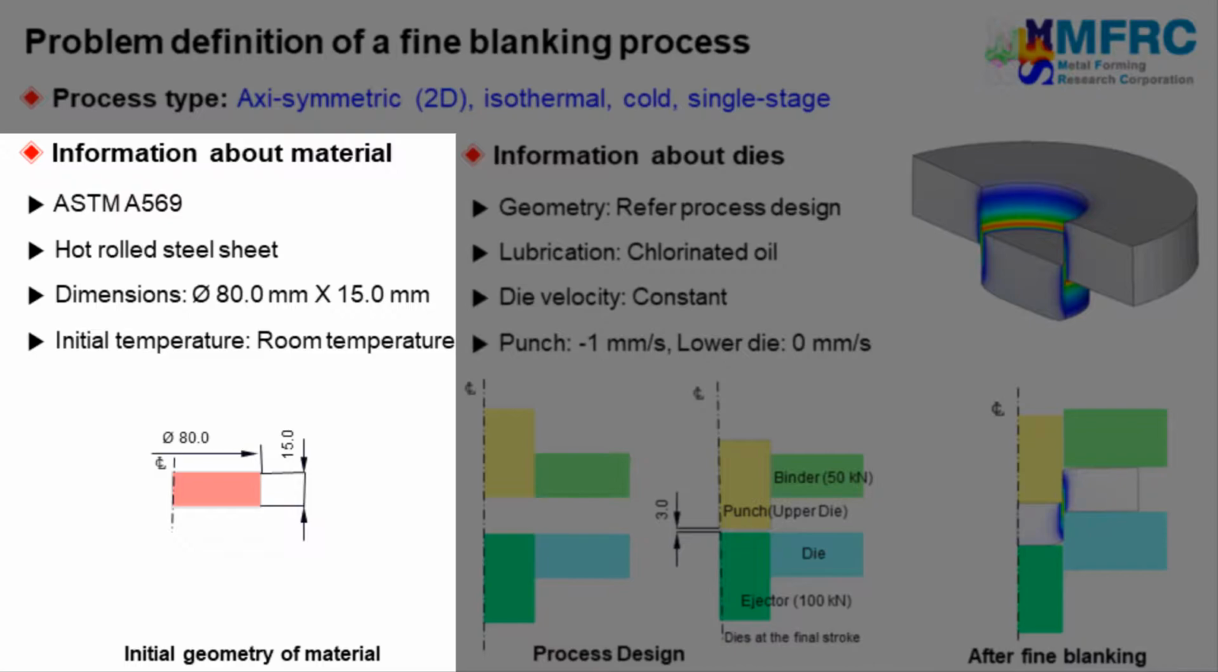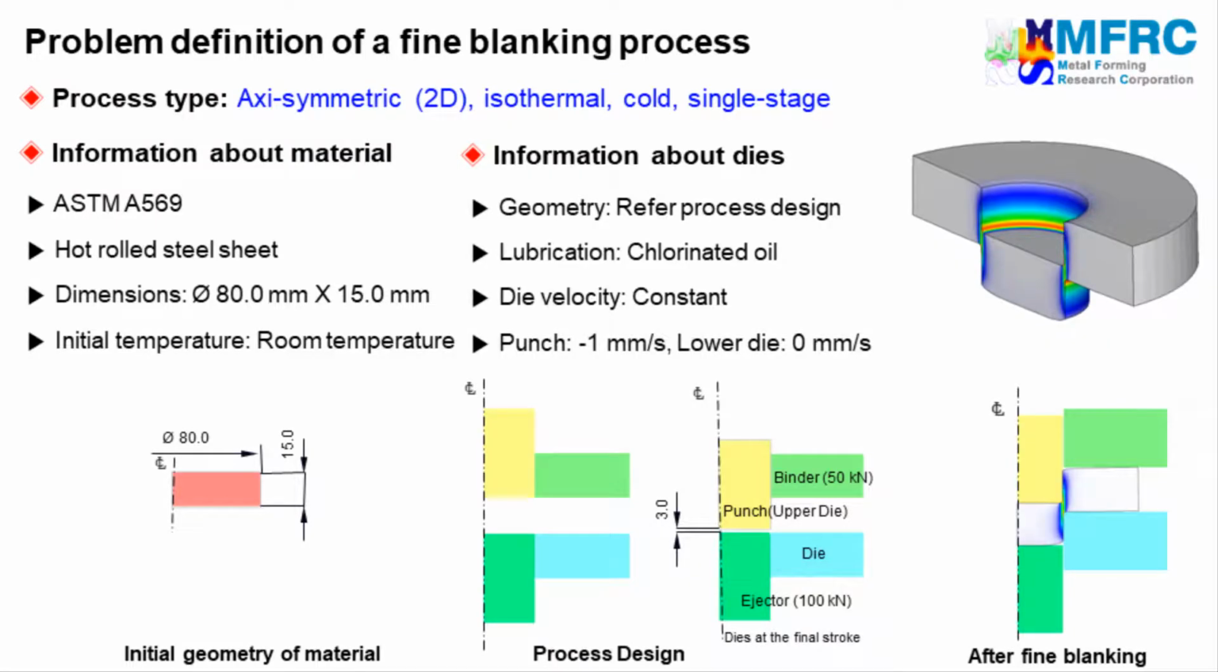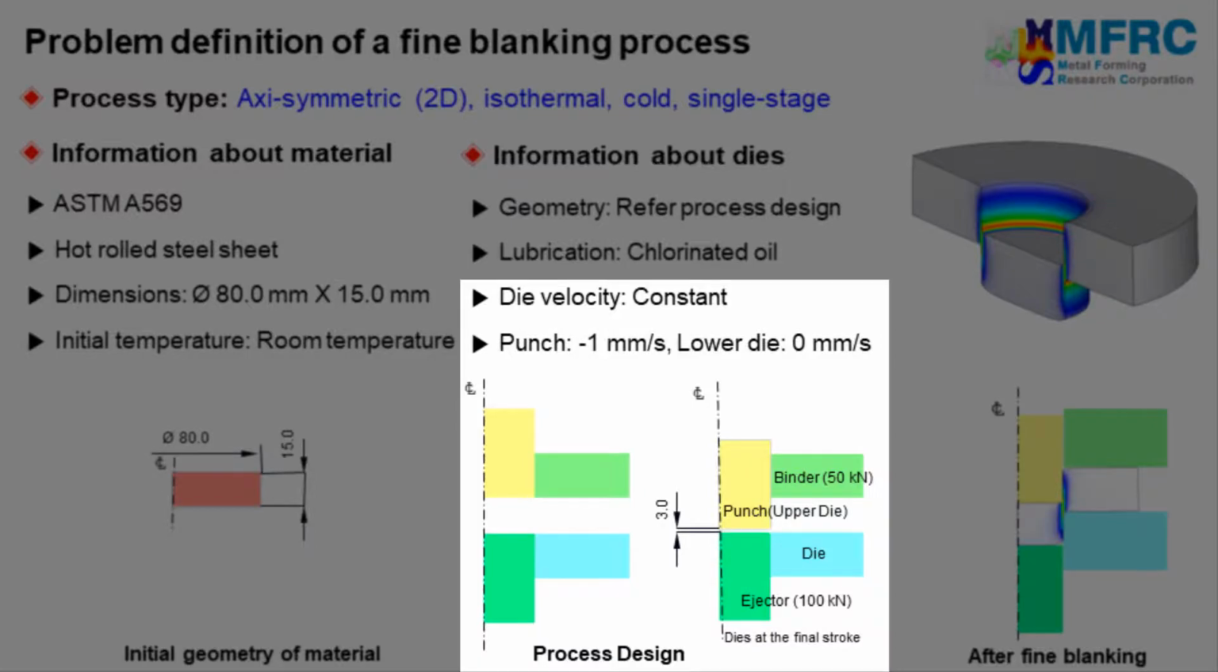The material of the workpiece is a steel grade and its initial temperature is equal to that of room temperature. Chlorinated oil is used as a lubricant in this fine blanking process. Therefore, a corresponding friction formulation will be selected. A constant velocity condition will be used in this simulation as the material is rate independent.